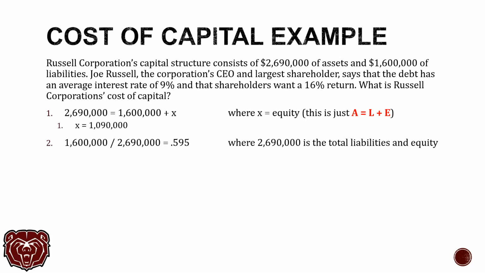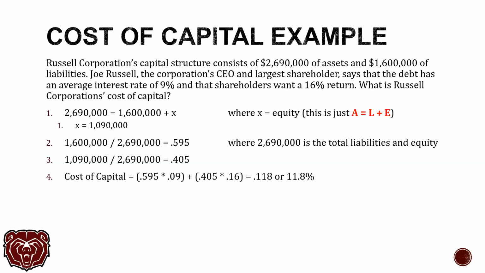So take your liabilities proportion, or take your liabilities, divide it by your total capital structure, that $2,690,000, and you get 0.595 or 59.5%. This is where $2,690,000 is your total liabilities and equity, or your capital structure. Then we can do the same thing with our equity, and we get an equity proportion of 0.405.